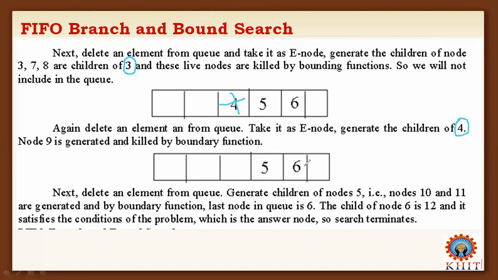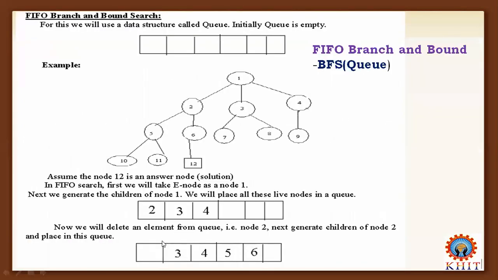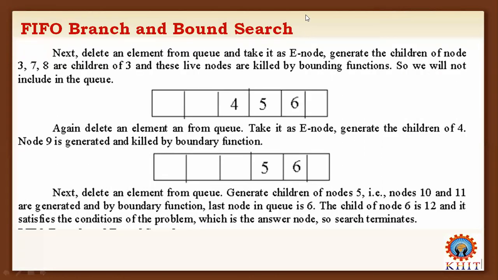5, 6 nodes are available. So clearly observe the previous slide. What elements are placed in the queue? 2, 3, 4, 5, 6. Okay. Now we will see. Here 3, 4, 5, 6 are already placed in the queue. The nodes 3, 4, 5, 6 are placed in the queue.